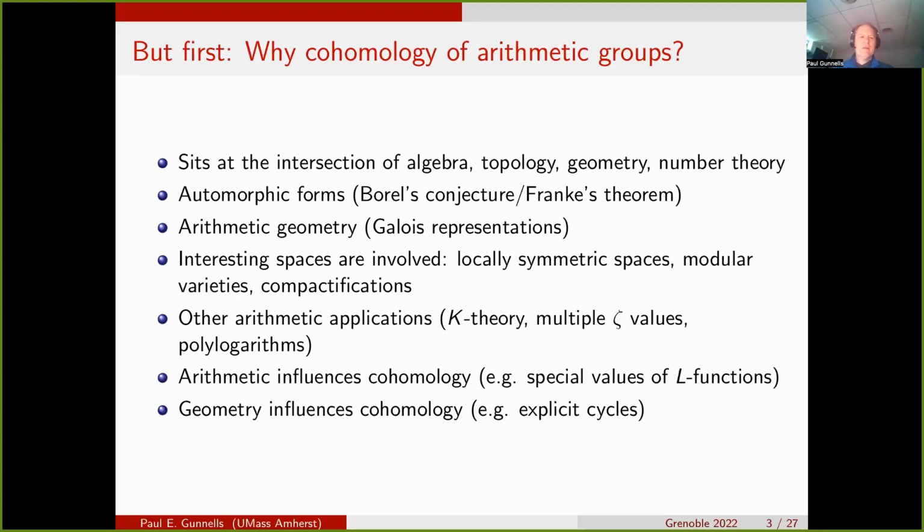And even beyond arithmetic geometry, there are other arithmetic applications. So as you're going to hear about from Philippe, applications to K-theory. There are also applications to multiple zeta values, which are sort of generalizations of the special values of the Riemann zeta function to higher dimensions, and polylogarithms. And there are very surprising ways in which applications to arithmetic appear in these things. So hopefully if I have a chance in the complements, I can talk about some of the last two things, since Philippe is going to be talking about K-theory.